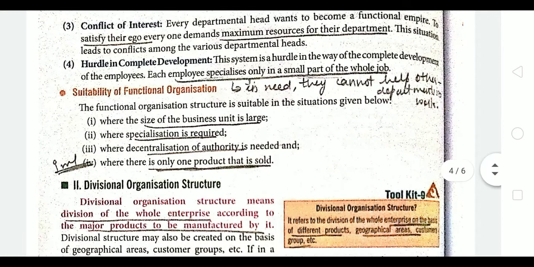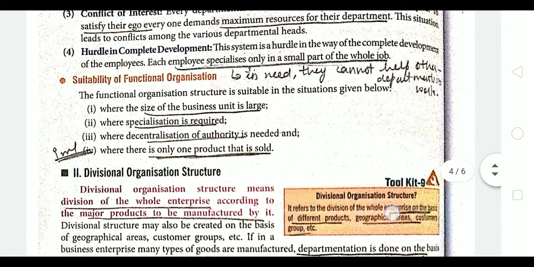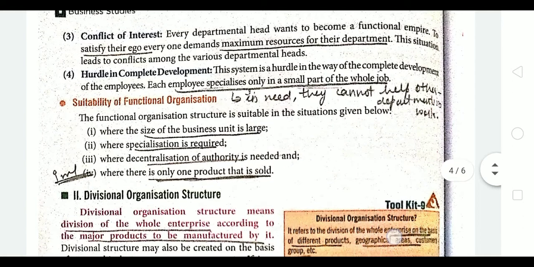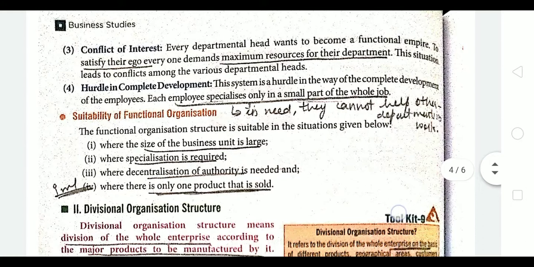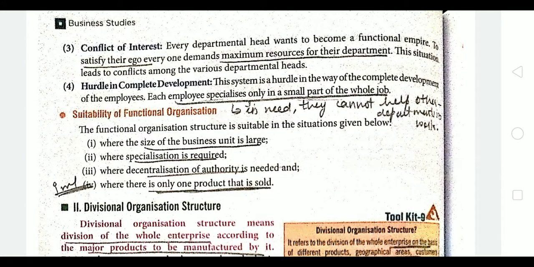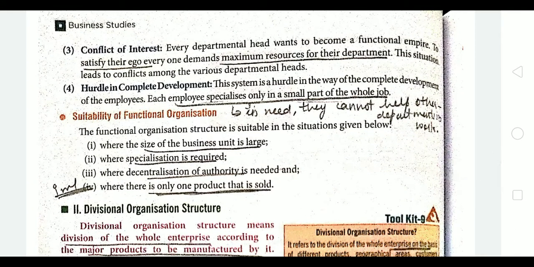Suitability of functional organization. If we talk about the suitability, the functional organization structure is suitable in situations like where the size of the business unit is large, where specialization is required, where decentralization of authority is needed, and where there is only one product that is sold. This is very, very important to understand. Where only one product is sold, there we use the functional organizational structure.